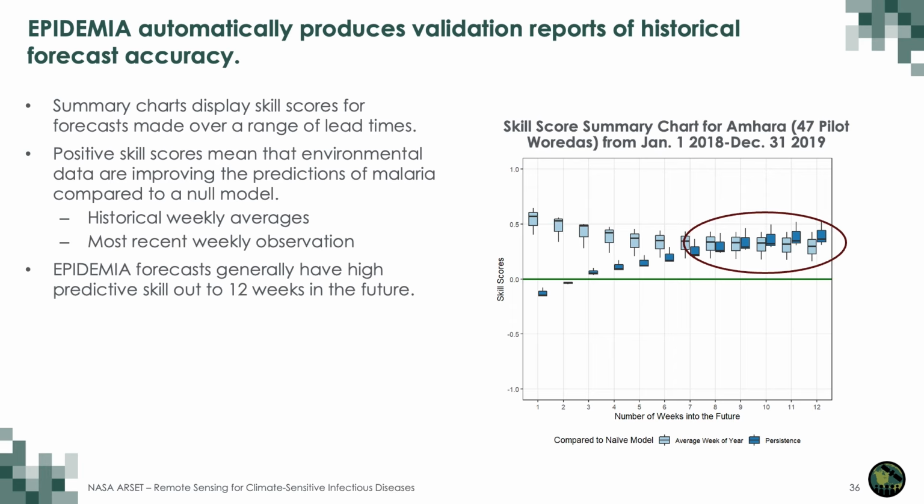And if you look at the skill scores, above 0 means that we have skill beyond these naive models. And what we can show fairly consistently across different areas and different models is that we have positive skill out to 12 weeks in the future. So we can demonstrate that these models are actually giving us better information, more accurate forecasts than just simple back-of-the-envelope predictions.